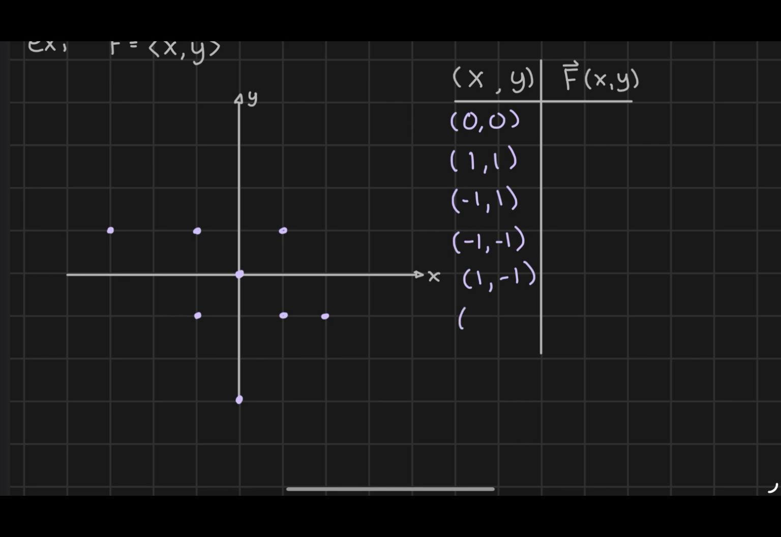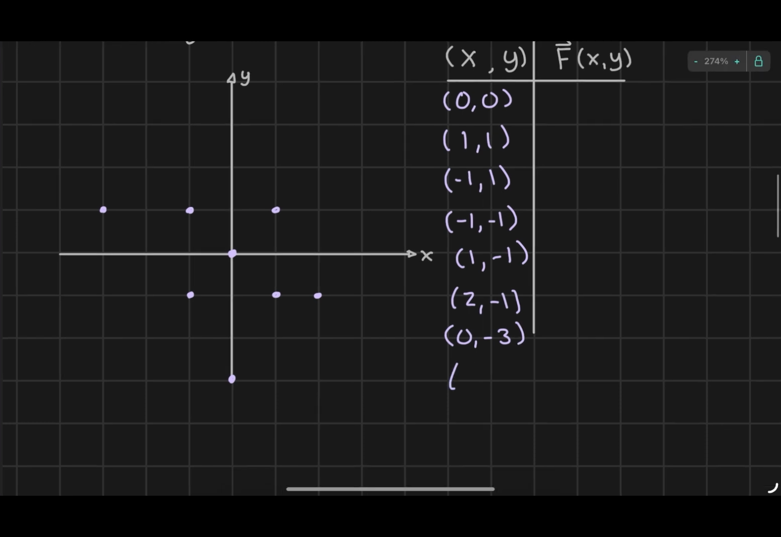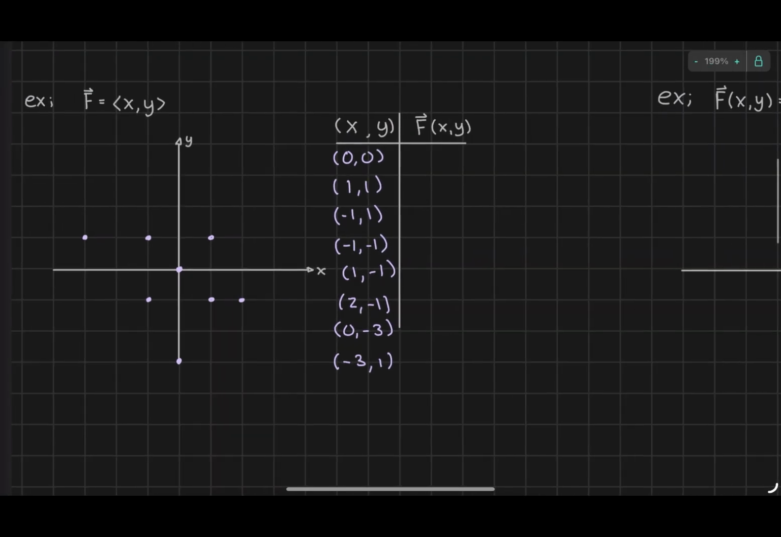Might as well, we'll throw in that 2, negative 1 right there. Then we'll throw in that 0, negative 3. Oops, I slightly extended over. That's okay. We're going to do that negative 3, 1. Finally, we have some scale here.